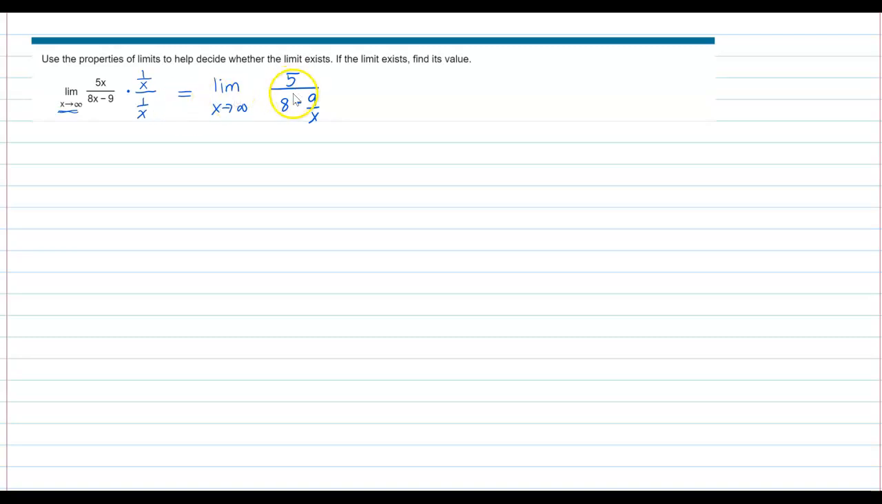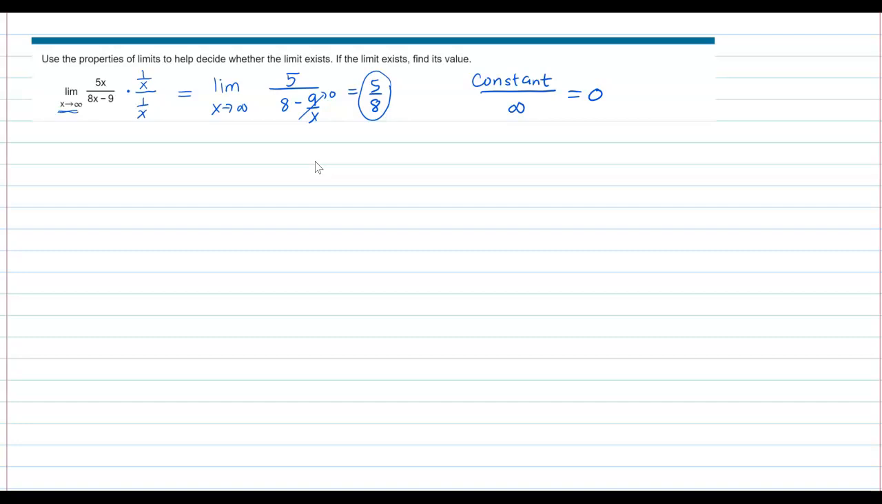Then evaluate the limit. Now, remember, if you have a constant divided by a very large number, divided by infinity, that is just 0. So that means this term here goes to 0, because if you plug in infinity to x, you will have 8 minus 9 over infinity, and that means this goes to 0. So the answer here is 5 over 8. So the limit exists and the value is 5 over 8.